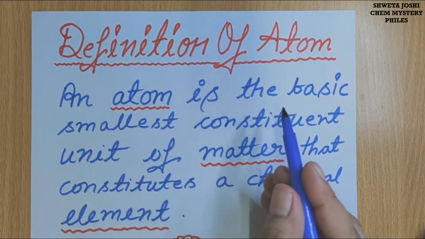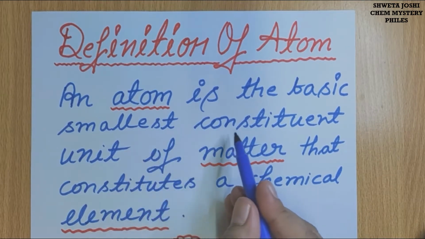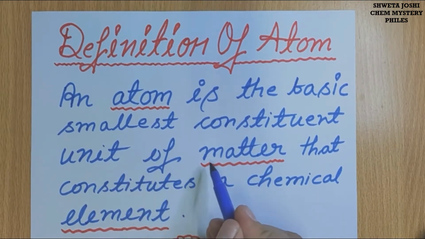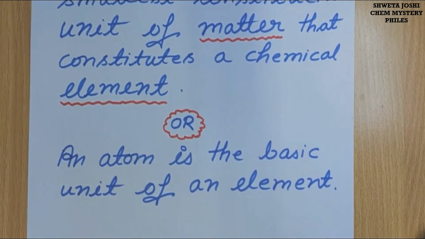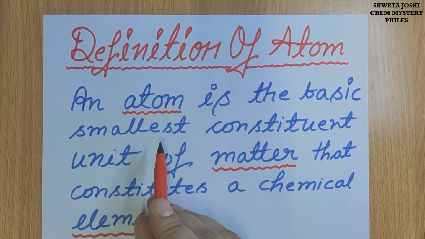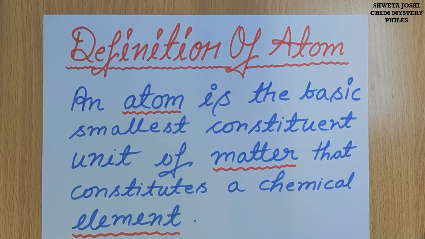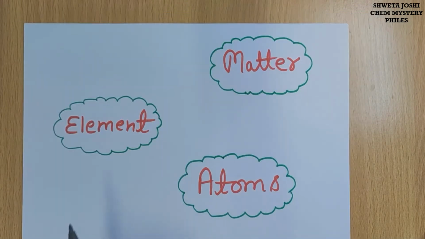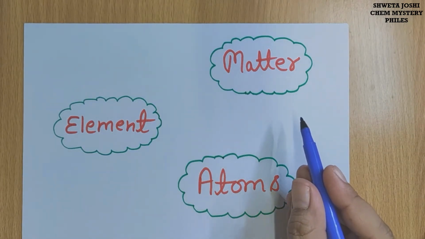An atom is the basic smallest constituent unit of matter that constitutes a chemical element. Or in simple terms, we can say that an atom is the basic unit of an element. So there are three chemical terms in this: atom, matter and element. So covering the basic chemical terms: element, atoms and matter.